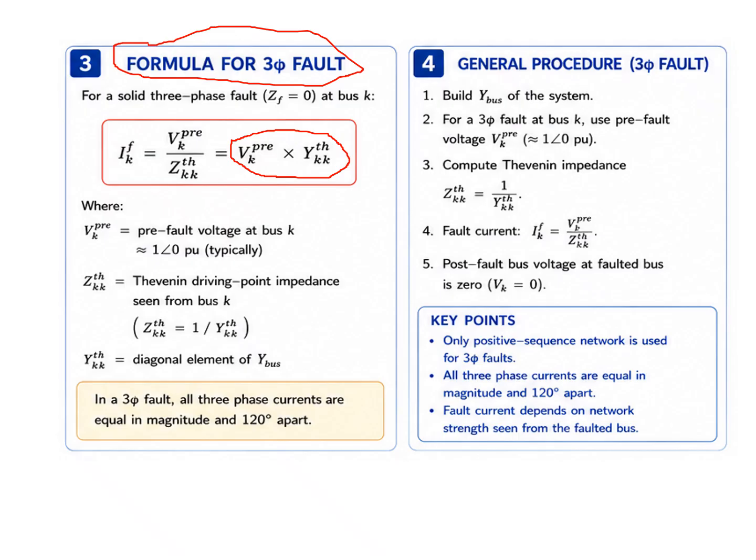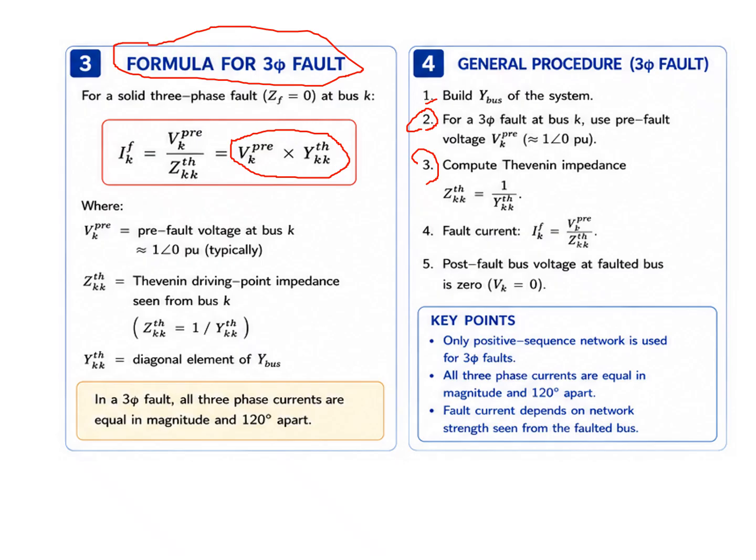So the general procedure is like stated here in these 5 steps. First, we will build a Y bus. Then we will make calculations considering a driving point, and we calculate the magnitude of the fault at a bus. Then we can compute a Thevenin equivalent impedance, which is 1 over YKK.